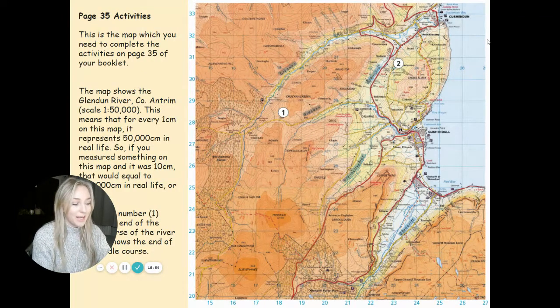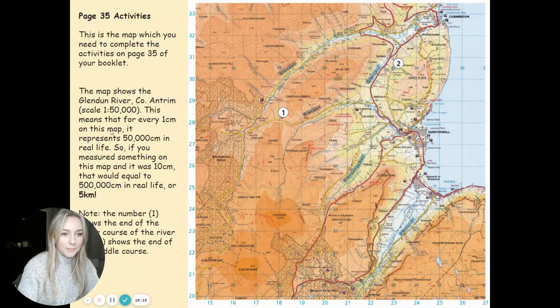Number 2 is the difficult one that I was talking about. Number 2 says, calculate the distance the river covers in its middle course. Give your answer in kilometres. And then it says, tip, be sure to check the scale on this map. How many centimetres on the map represent a kilometre on the ground? So that is what I was talking to you about.